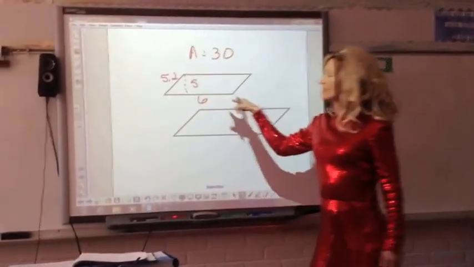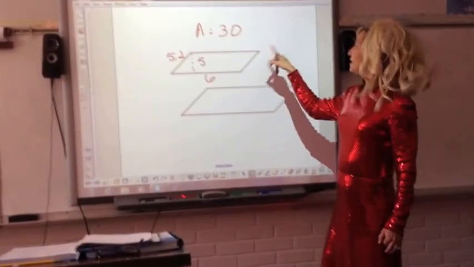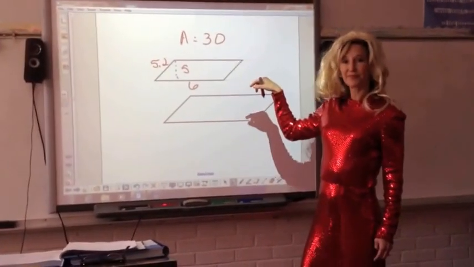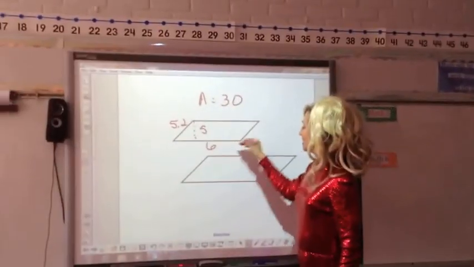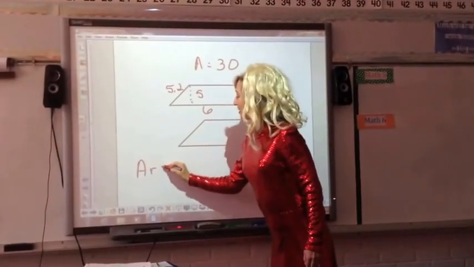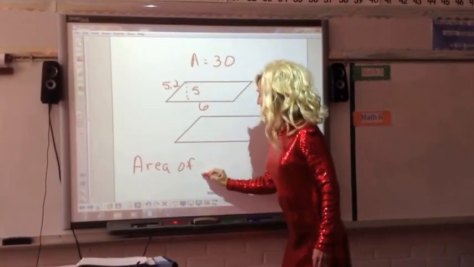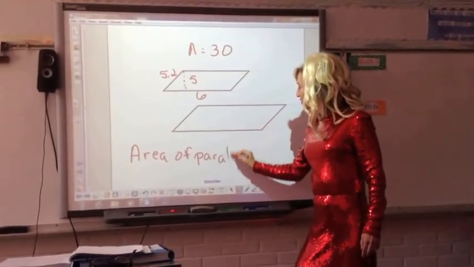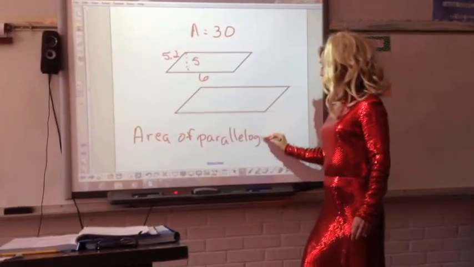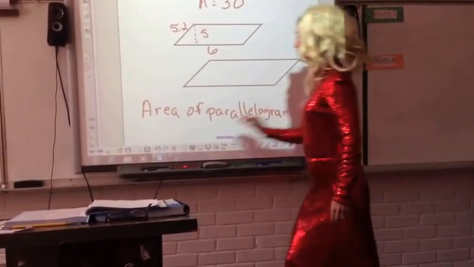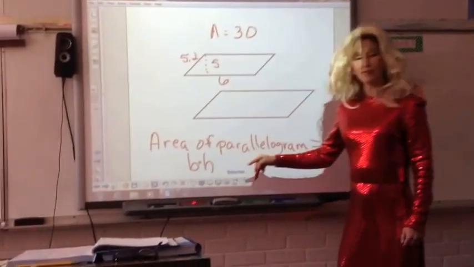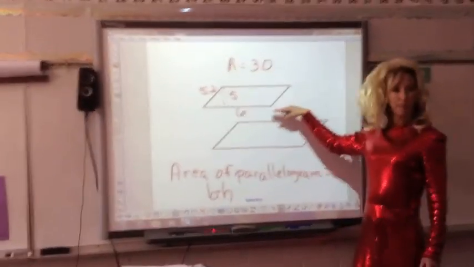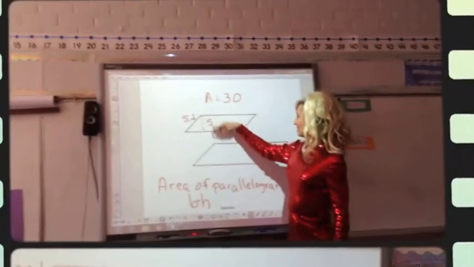Which two numbers do you think I multiplied together to get to the area? The height, which was 5, and the base, which was 6. So the formula for area of a parallelogram, write this in your notes, of course, equals base times height. So base times height. So we went the base, which is the bottom, 6 times the height, which is 5.